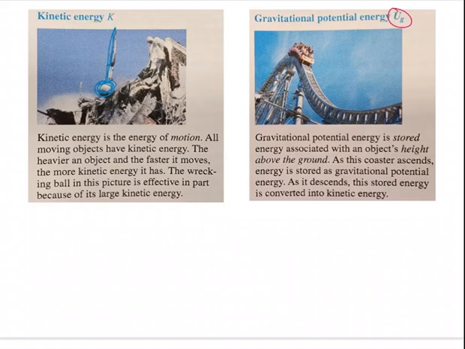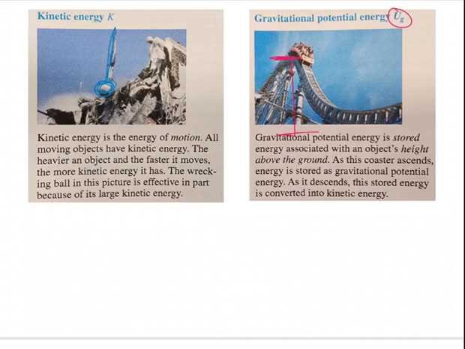Gravitational potential energy is stored energy associated with an object's height above the ground. So the roller coaster has gravitational potential energy because it is above the ground a certain distance. As the roller coaster ascends, energy is stored as gravitational potential energy. Then that potential energy is converted to kinetic energy as it begins to fall down the hill. So we have U sub G as it climbs up the hill, and once it gets to the top, it has maximum potential energy. Then it starts to fall down the hill, and that potential energy is converted to kinetic energy, K.